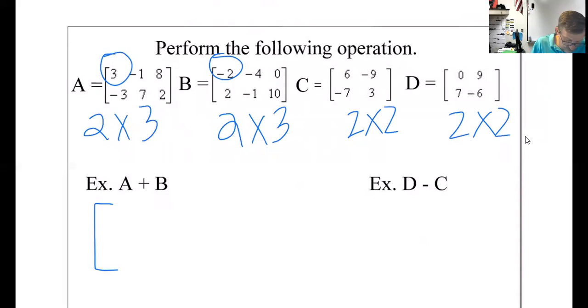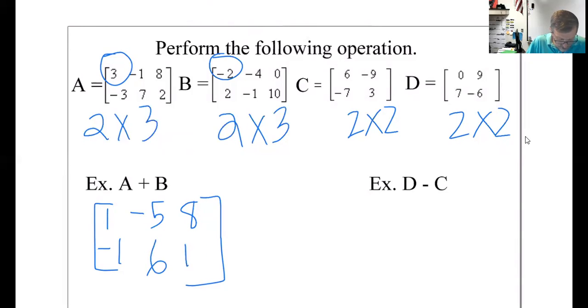So 3 minus 2 is 1. -1 plus -4 is -5. 8 plus 0 is 8. -3 minus 2 is -5, which is -3 plus 2. It's going to be -1. 7 plus -1 is 6, and 2 plus 10 is 12.